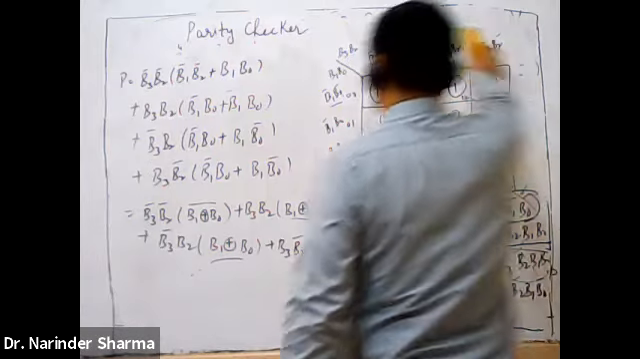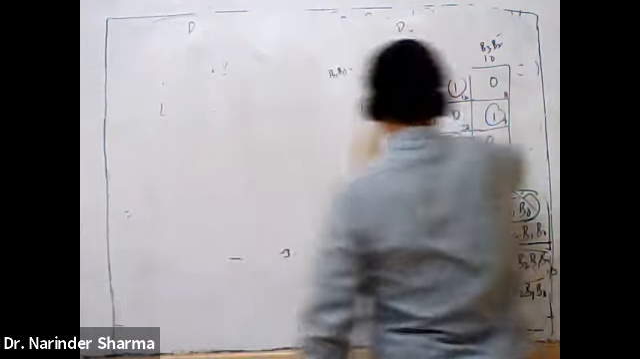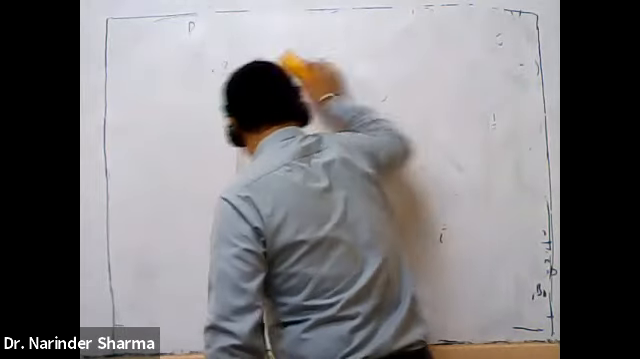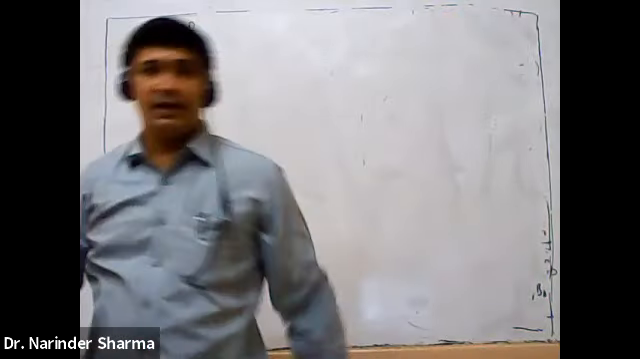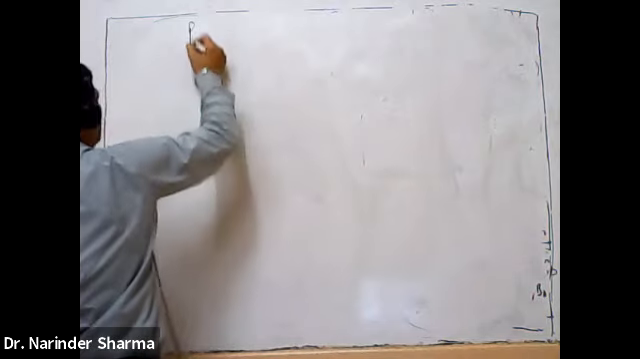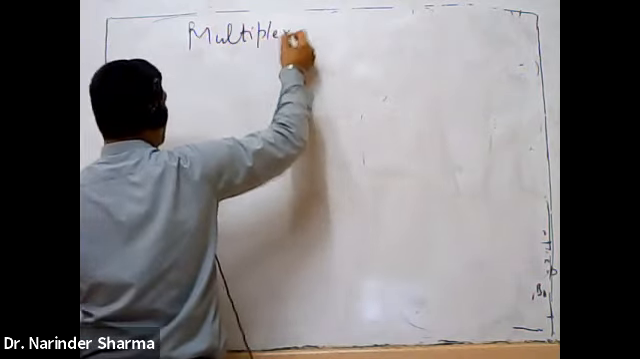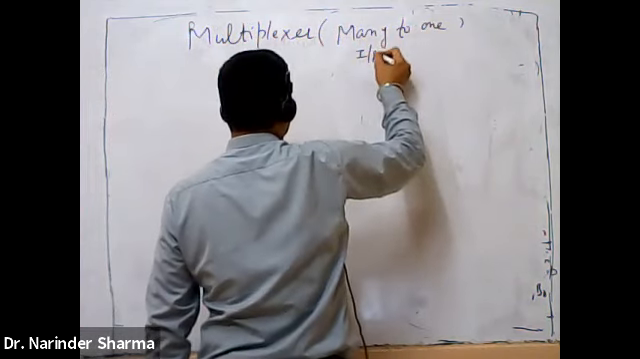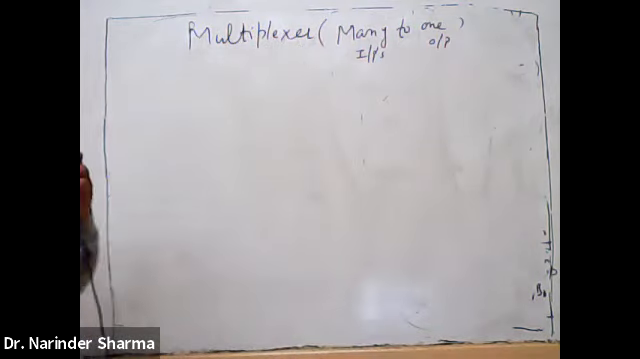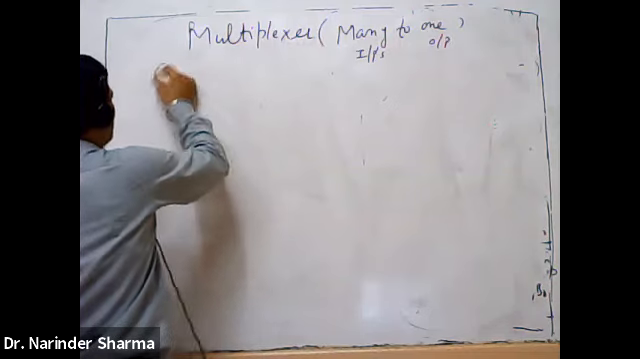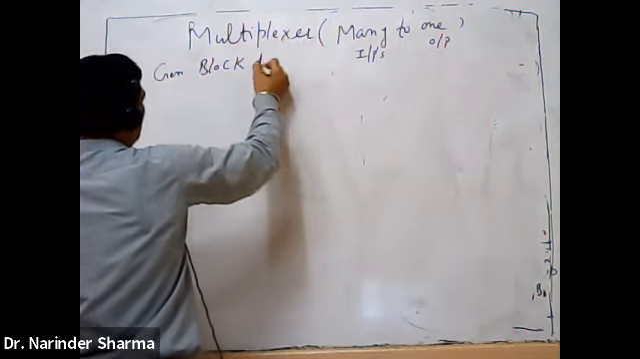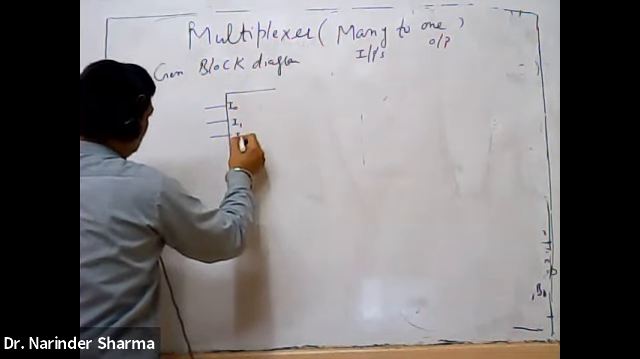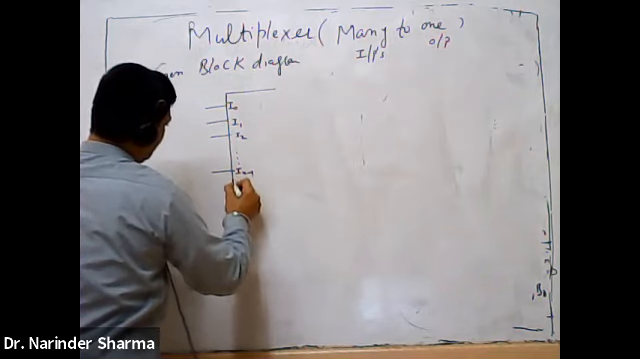Moving further, the next topic is the multiplexer. Its name itself says that we have to multiplex things; many things are there. It is normally said to be many to one, meaning many inputs, one output. If I have to draw its general block diagram, the inputs are I0, I1, I2 up to I n minus 1. This is the enable.